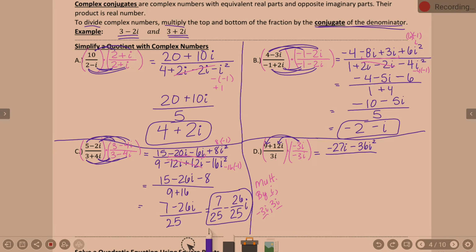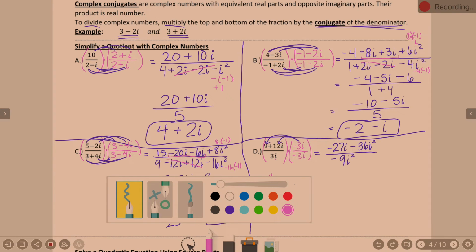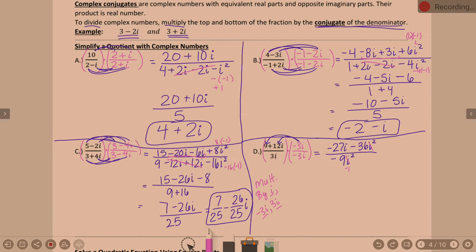Okay, I'm going to write it as minus 36i squared. In the denominator, you're just multiplying 3i times negative 3i, so we have negative 9i squared. Okay, the i squareds are going to change to negative 1s. And so when the i squareds change to negative 1s, I now have negative 27i. Instead of minus 36i squared, it's going to be plus 36. Instead of negative 9i squared on bottom, it's going to be 9.